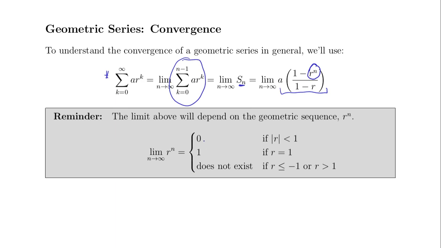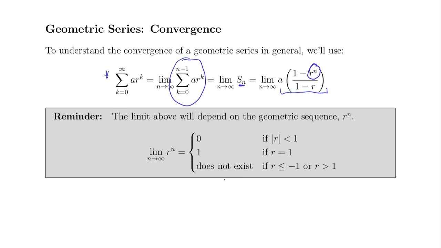It was either 0 if the absolute value of r was less than 1. So if you had this small value for r, when you raise it to bigger and bigger exponents, it keeps getting smaller and smaller and goes towards 0. If r was exactly 1, then this sequence goes to 1. And if r was bigger than 1 or less than negative 1, then it either goes off to infinity or it oscillates back and forth up to positive and negative infinity. So either way, it doesn't exist.